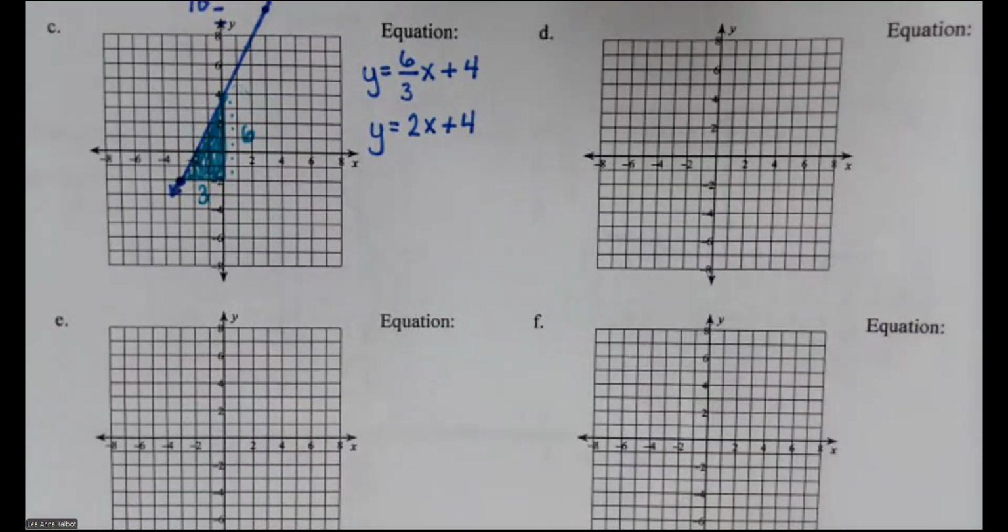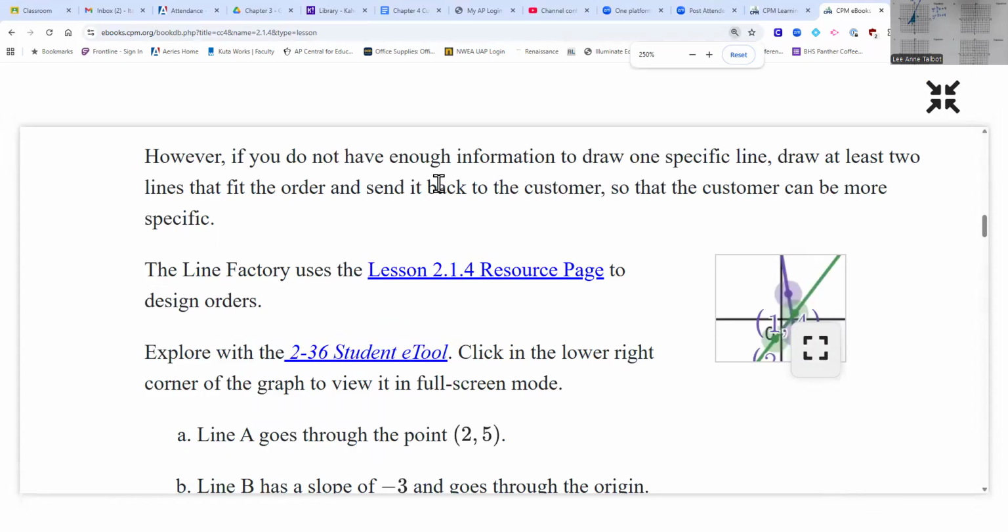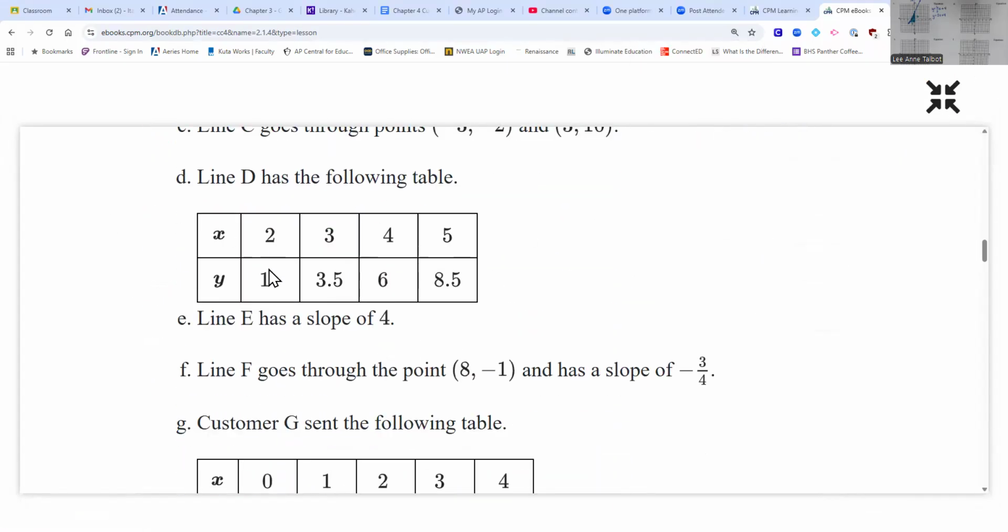D. Line D has the following table. Okay, so I'm going to make this bigger if I can. All right, everybody graph these points in line D. 2, 1, 3, 3.5, 4, 6, 5, 8.5.